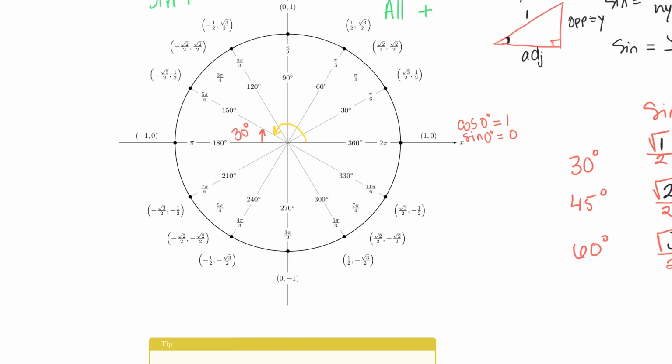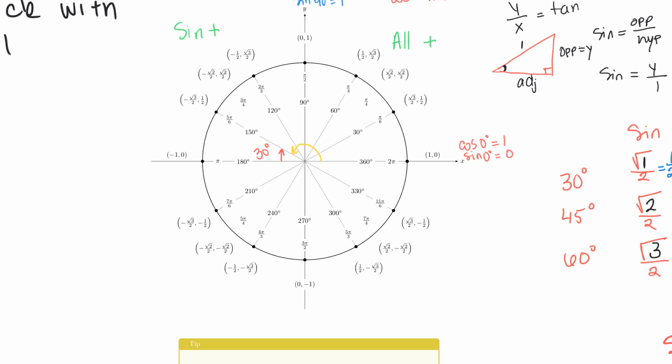For the third quadrant, only tangent is positive. And for the fourth quadrant, only cosine is positive. Okay? Why? Well, here in the first quadrant, we are in the positive of y and in the positive of x. In the second quadrant, we are in the positive of y, which is sine, but in the negative of x. Okay, so that is why only sine is positive.